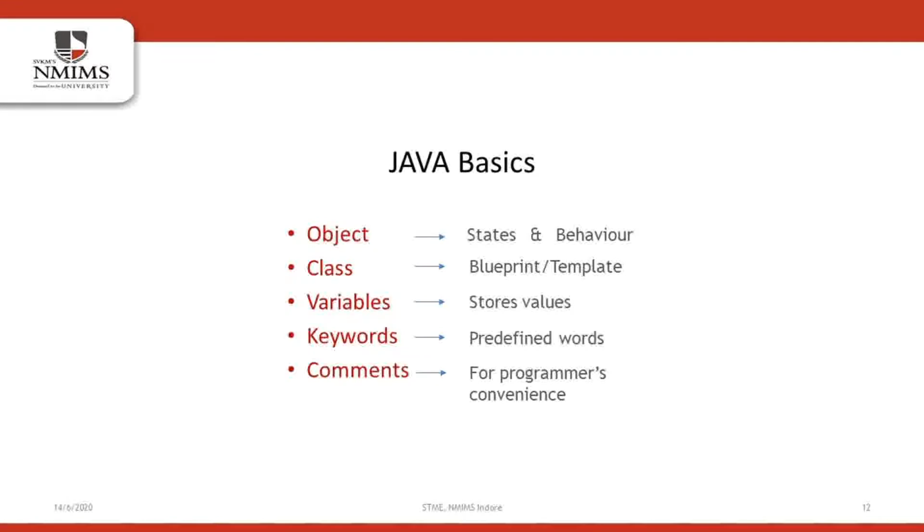The state of a human being is its height, weight, complexion, etc. And the behavior is eating, walking, talking, etc. Similarly, a software object also has a state and a behavior. The state of the object is again the properties it has, and the behavior will be the functions it can perform.